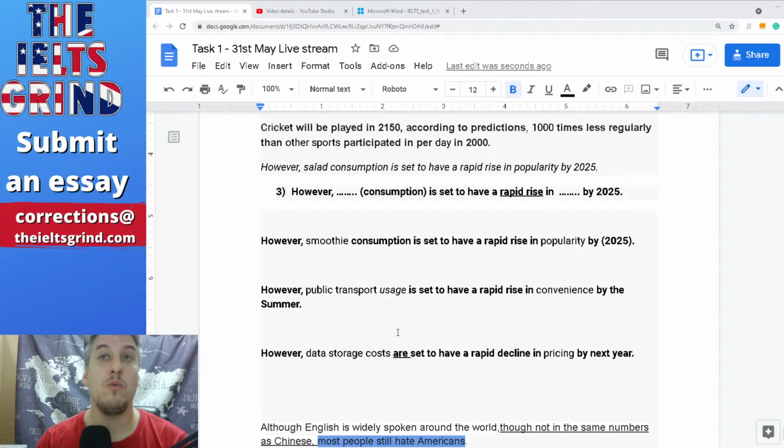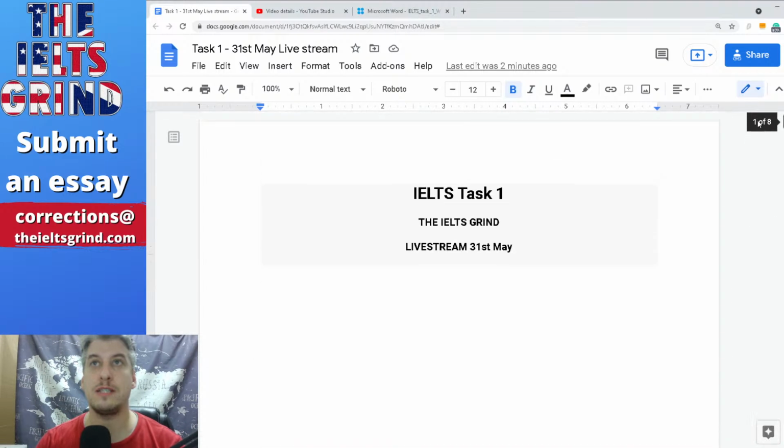So here we can change the verb to be is, are, obviously, and instead of rapid rise, rapid decline, huge growth, swift decline. You can use any phrase you want for going up or down, but the general structure stays the same. So if you learn how to use sentence frames like this, you can really improve your writing very, very swiftly. Okay, so that brings us to the end of this live stream.